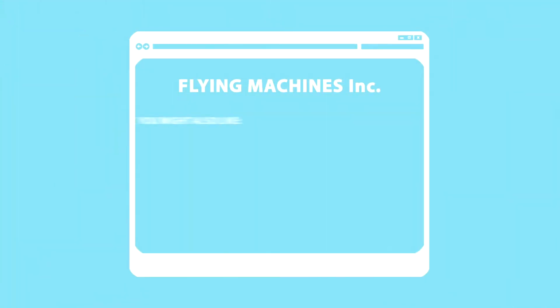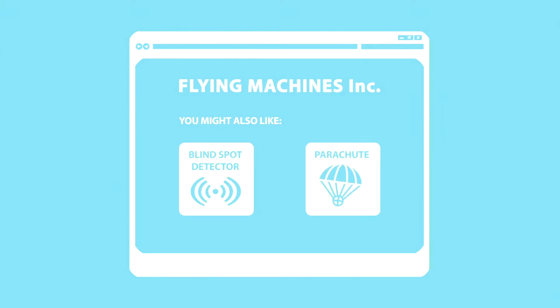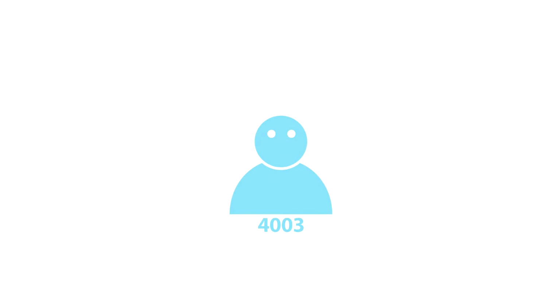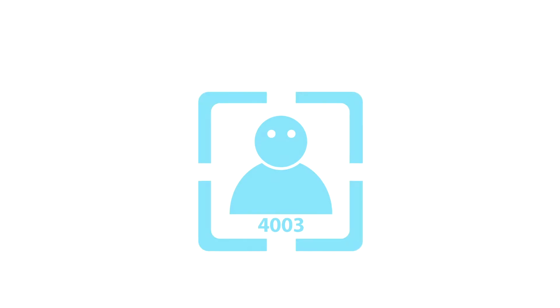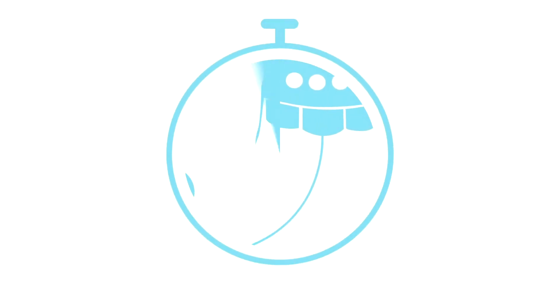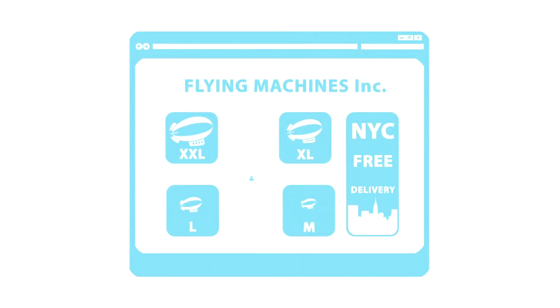You are also in the unique position of knowing that Josh Williams of New York City is now in the possession of a Jumbo Airship 2000. So this is a great place for cross-selling. Maybe he needs a blind spot detection system or a parachute. A relationship has been established and trust has been won. Josh is no longer Visitor 4003, but a loyal customer. Next time Josh needs anything remotely flying machine related, he's sure to return to your site.